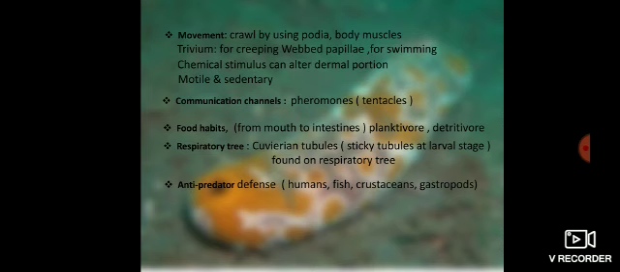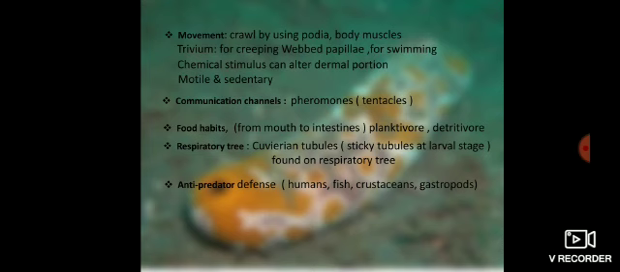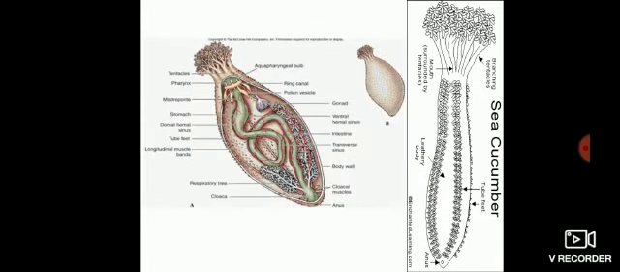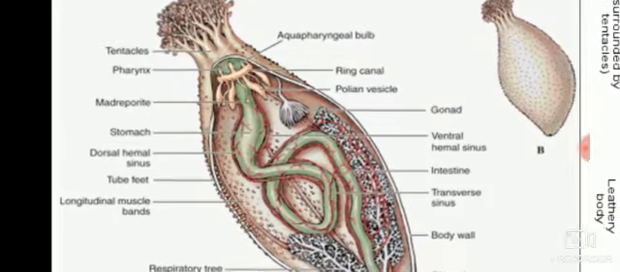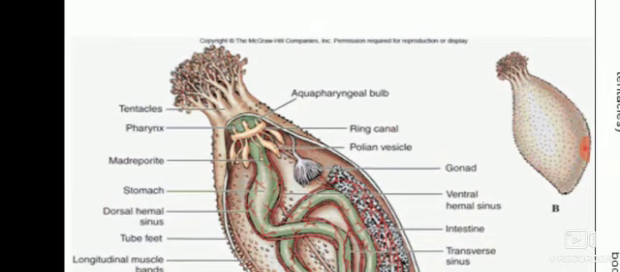The last one is the anti-predator defense property of these holothurians. They show a defensive mechanism against their predators like humans, fishes, and crustaceans. So that was all about the holothurians. The next is the diagrammatic representation of holothurians, or the internal structures present in them. As we can see, the tentacles are present on the top, at the mouth area.